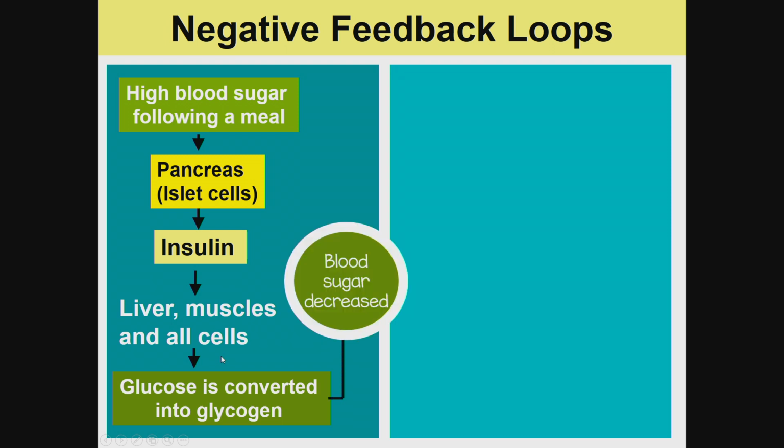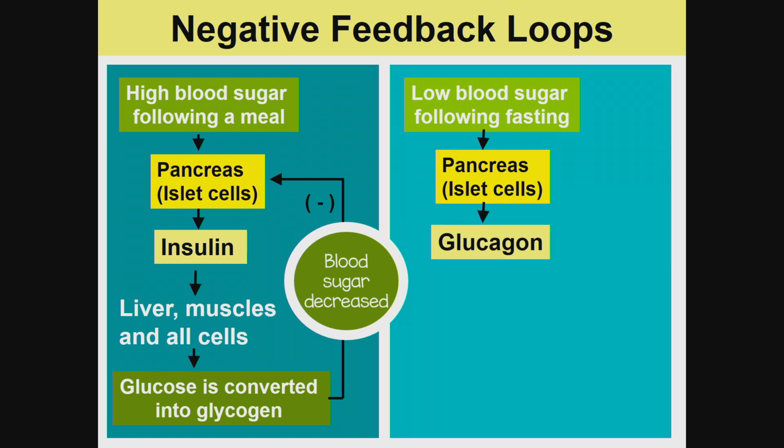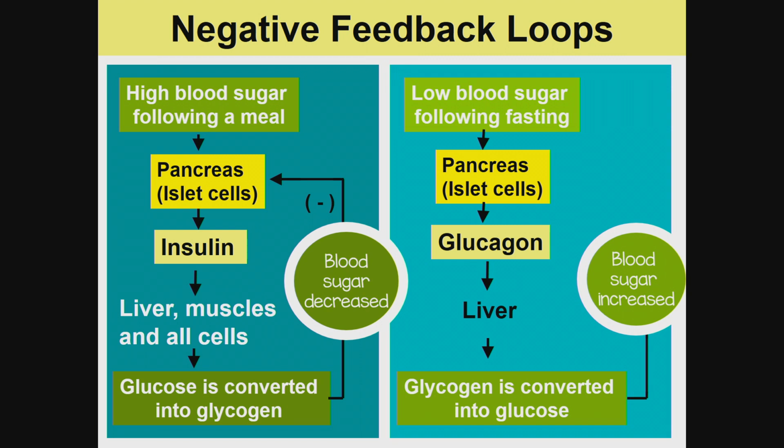Okay, once the insulin has done its work, then blood sugar level is decreased, which turns down the production of insulin. If there's low blood sugar following fasting, then the pancreas releases glucagon because the glucose is gone. It goes to the liver and causes conversion of glycogen into glucose. This raises blood sugar and then turns down the production of glucagon.